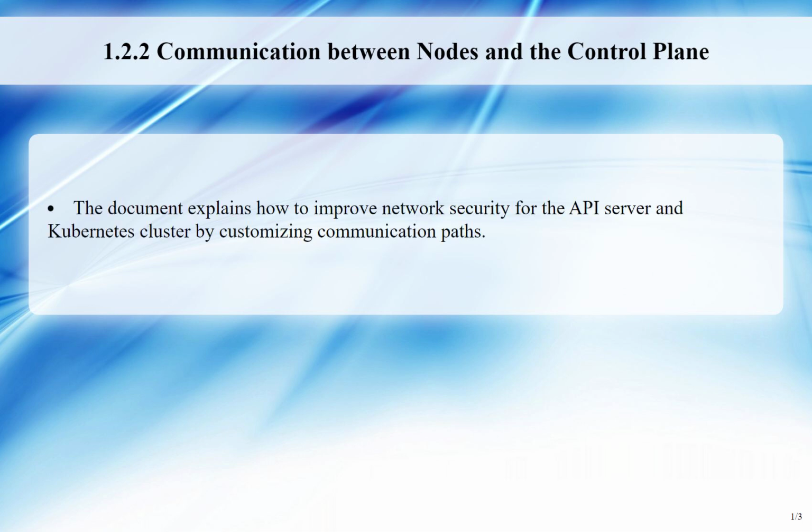This document outlines the communication paths between the API server and the Kubernetes cluster, providing users with the ability to customize their installation for enhanced network security. By hardening the network configuration, the cluster can be safely operated on untrusted networks or with fully public IPs on cloud providers.